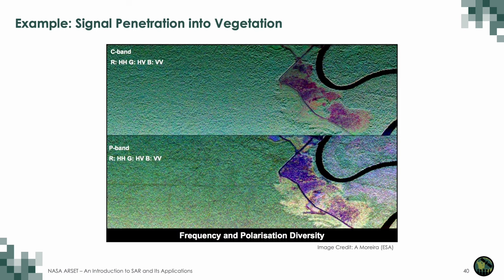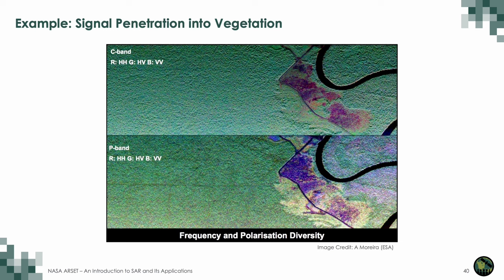Here we have an example of penetration depth through vegetation with two different wavelengths in Kalimantan, Indonesia. So the top image is a C-band with a wavelength of about 5 centimeters, and the bottom one is P-band with a wavelength of around 68 centimeters. Note the difference between the two and the greater level of detail in the P-band image.